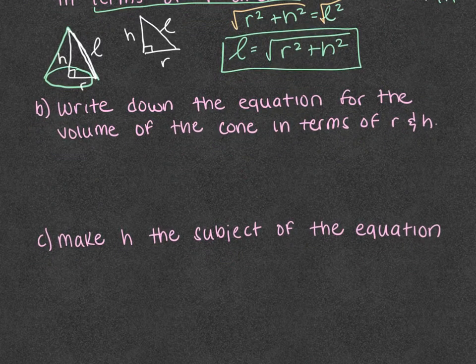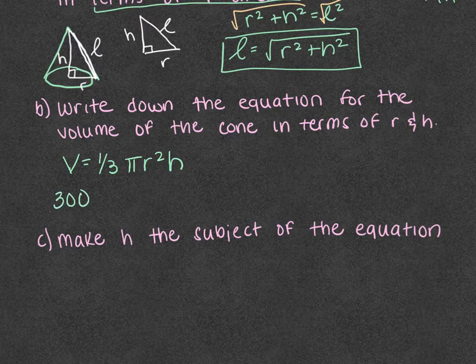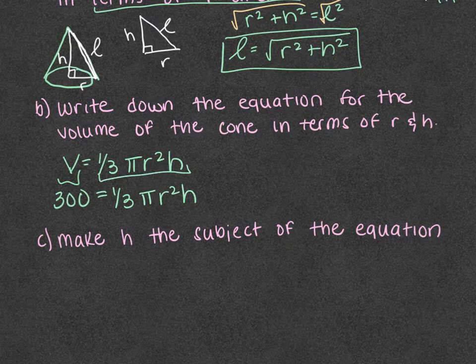Next, it wants us to write down the equation for the volume of a cone in terms of r and h. So go ahead and get your formula sheets if you have them. If not, there's a page on Schoology you can use. And find the volume of a cone. So volume of a cone is 1/3 pi r squared h. And we also know from this problem, they already told us the volume is 300. So I'm going to write this as 300 equals 1/3 pi r squared h. And I have volume in terms of r's and h's.